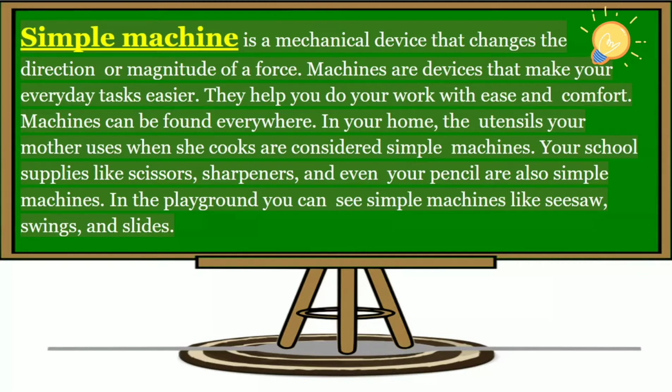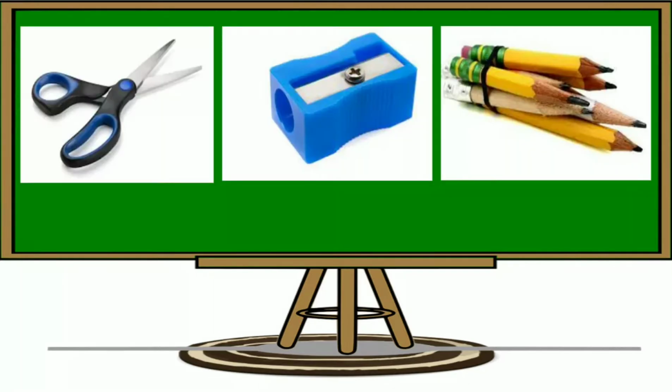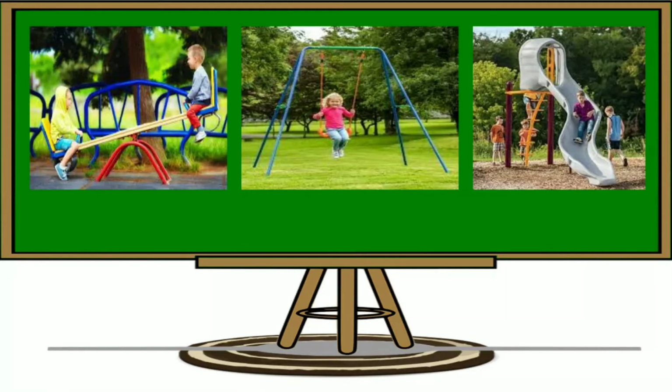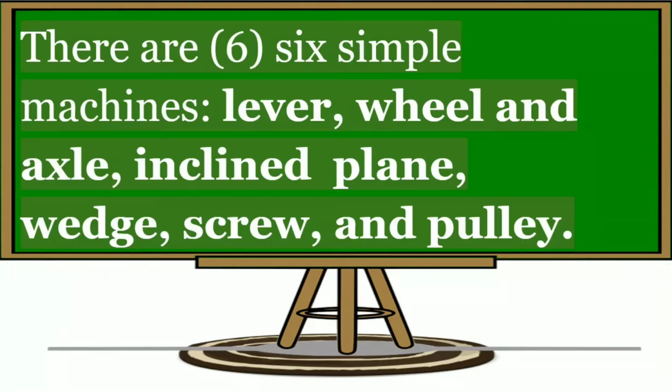In your home, the utensils your mother uses when she cooks are considered simple machines. Your school supplies like scissors, sharpeners, and even your pencil are also simple machines. In the playground, you can see simple machines like seesaw, swings, and slides. There are 6 simple machines: lever, wheel and axle, inclined plane, wedge, screw, and pulley.